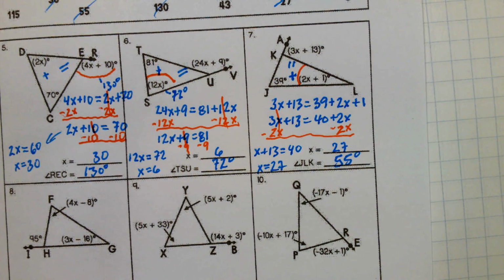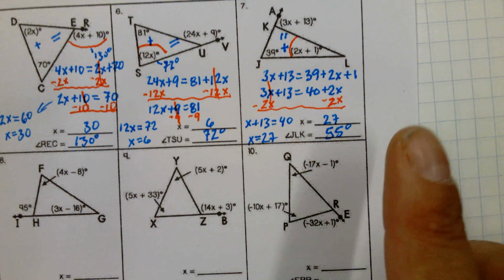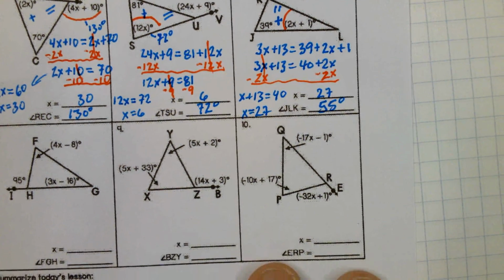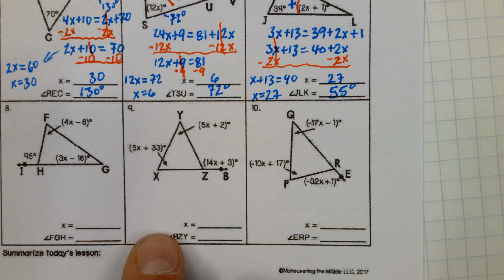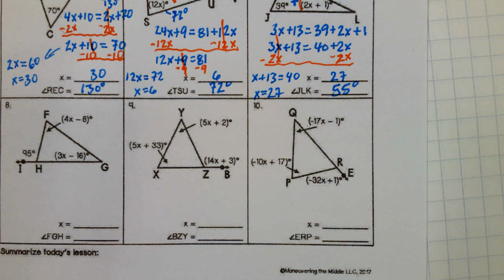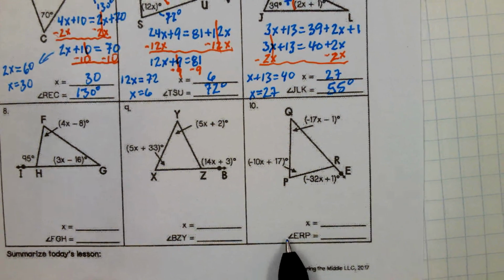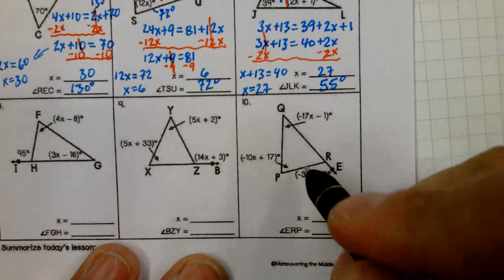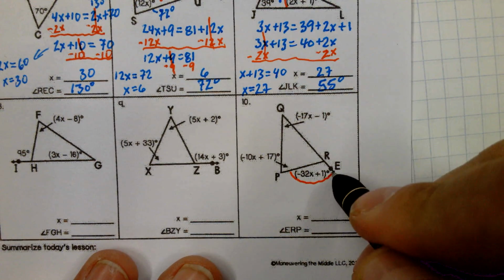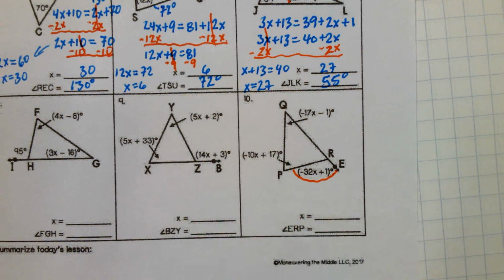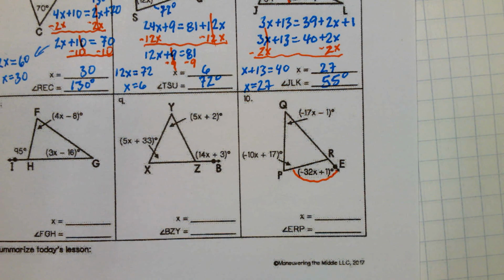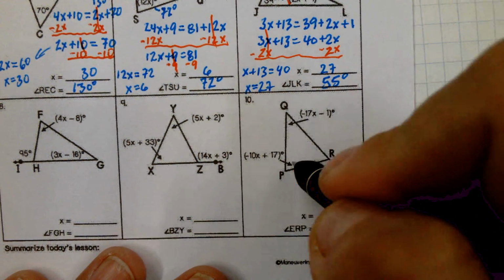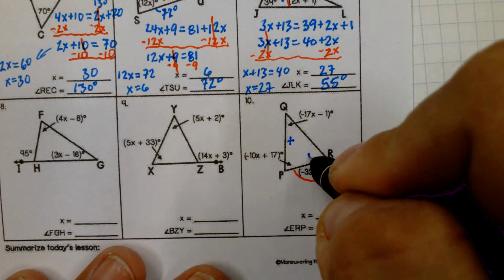Let's do the last one, number 10. Okay. We'll do this one. All right. So we'll skip these two and do this one. Let's find our angle. ERP. ERP is the exterior angle. So we want the outside angle, guys. We want that outside angle. That's the one we'll calculate. But let's set up our equation now. We want the two interior angles, that's these two guys inside, to equal this one.